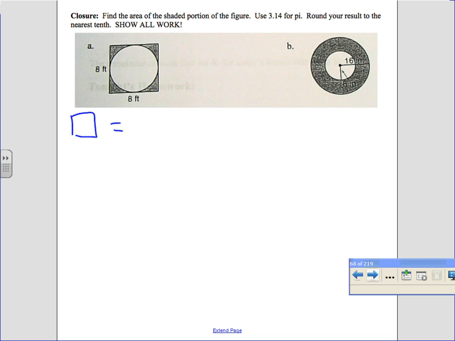Awesome. We're going to find the area of the square, and then we're going to subtract it from the area of the circle. So how do we find the area of that square, Ben? Good. So the area of the square is 64 feet squared.